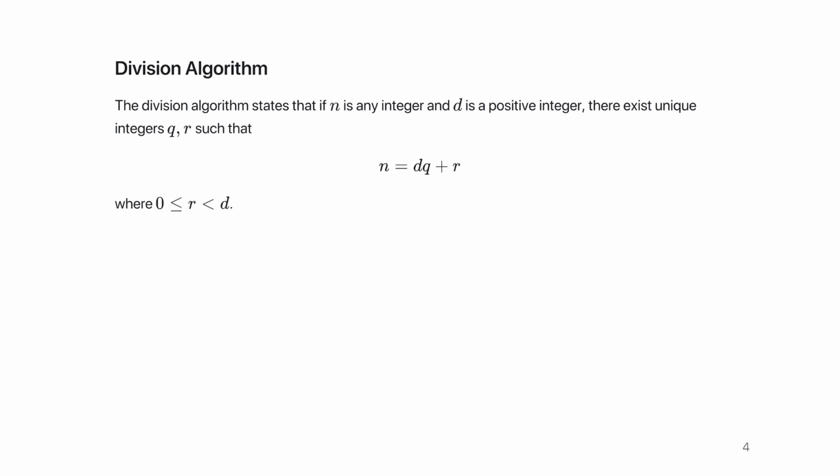Great. Okay, so the first thing we want to define is the division algorithm. Okay, so the division algorithm states that if n is any integer, okay, so notice it could be positive or negative, and d is a positive integer, then there exist unique other integers q and r, such that n is equal to d times q plus r.